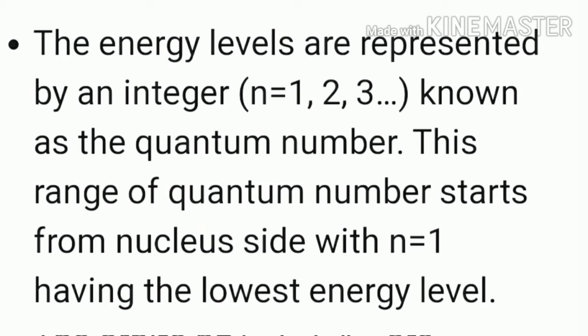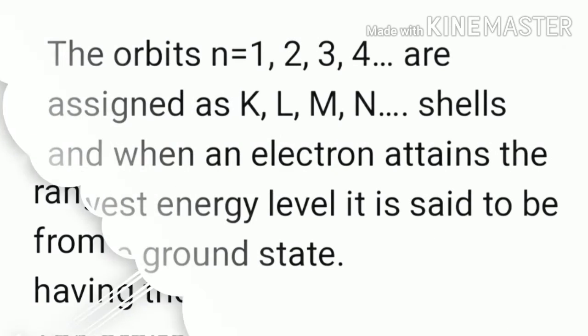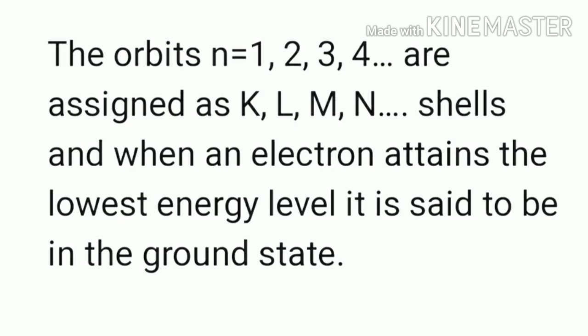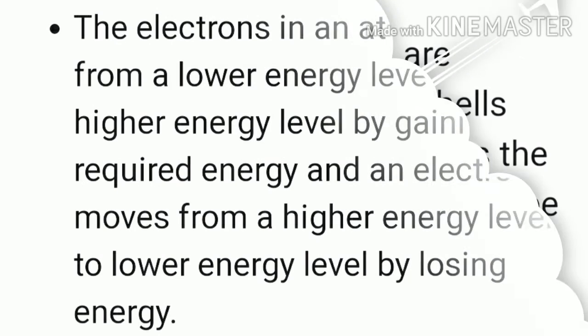The energy levels are represented by an integer known as quantum numbers. This range of quantum numbers starts from the nuclear side with the lowest energy level. The orbits 1, 2, 3, 4 are assigned as K, L, M, N shells, and when an electron attains the lowest energy level, it is said to be in the ground state.